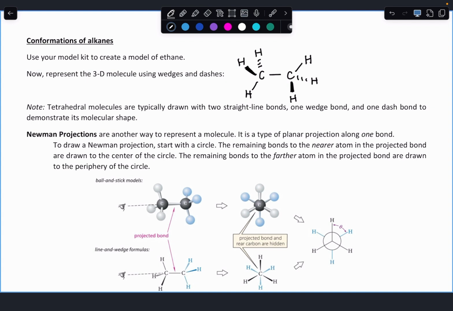So this image here is showing a model kit to wedge and dash structure, and then reorienting the model kit to be looking down the carbon-to-carbon bond. And then same thing with that wedge and dash structure, and then we have the Newman projection.